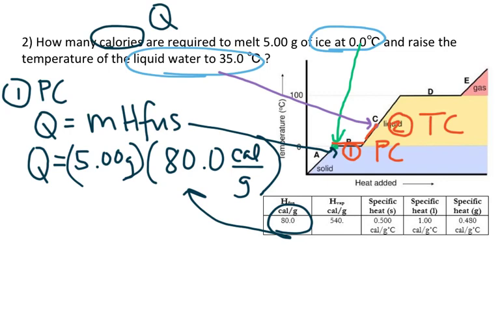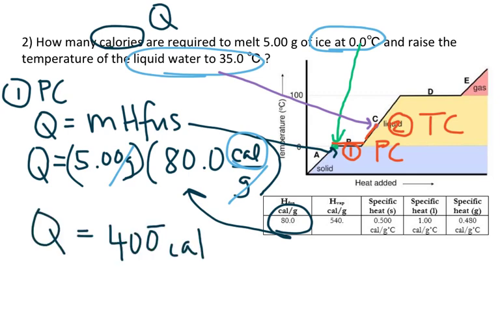So I'm going to go ahead and plug in my mass as 5 grams and my heat of fusion for water, which is 80 calories per gram. My units cancel really nicely and I'm left with calories. And then when I round to sig figs, I have 400 calories. But the problem's not finished yet because I still have a temperature change. Right now we're liquid and we're right here. We're like a cold liquid, but we still have to heat it up to 35 degrees.